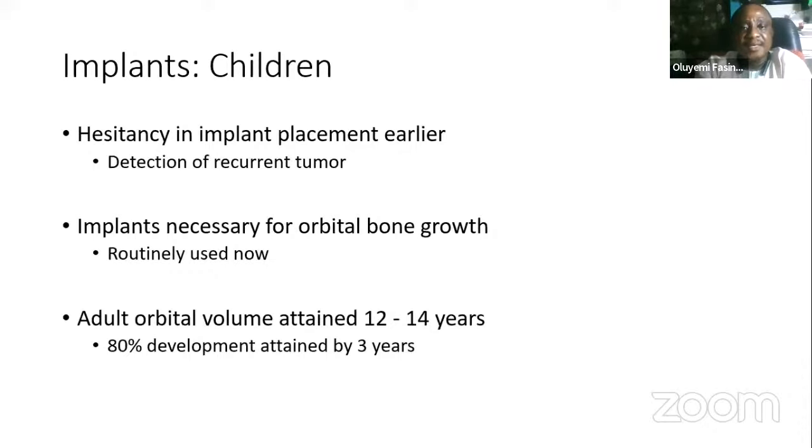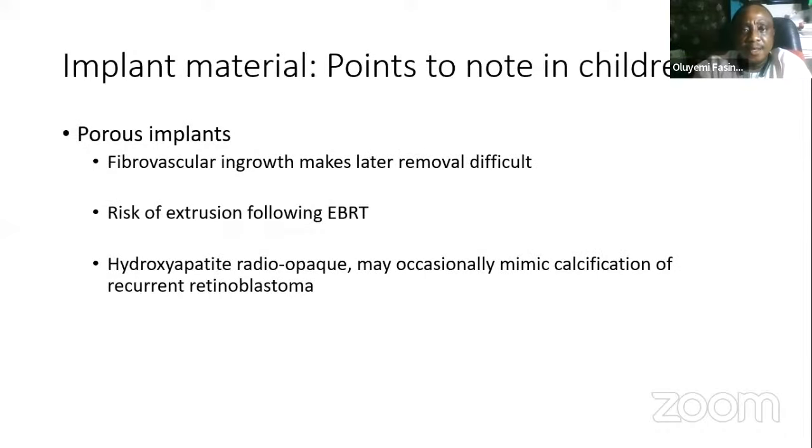But over the years, we know that there is definite need for orbital volume replacement in children to allow for orbital bone to grow. So there's no controversy about this anymore. Implants must be used in children. Also, we know that the adult orbital bony volume is attained by 12 to 14 years of age, and by the age of 3 years, 80% development has occurred. That's why these first few years of life are quite important to replace the volume with an implant, thereby stimulating the orbital growth. Otherwise, if this is not done, there's going to be bony contraction, which is going to be much more difficult to manage later on.